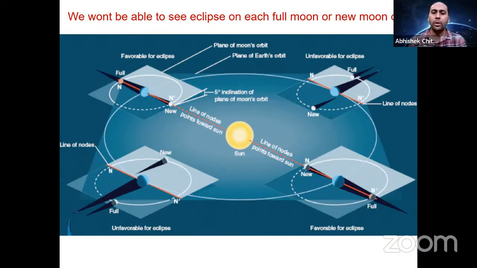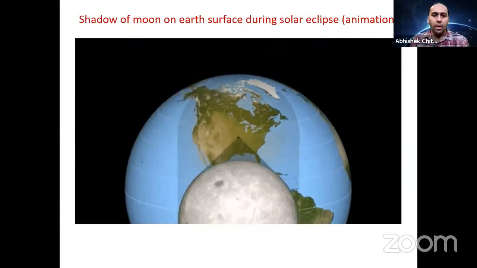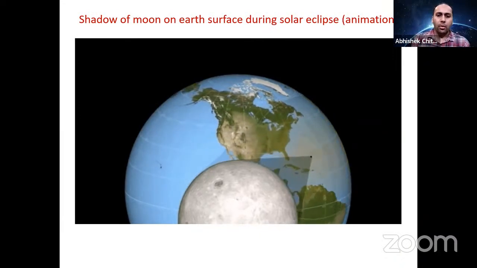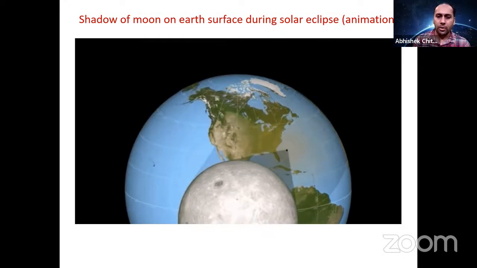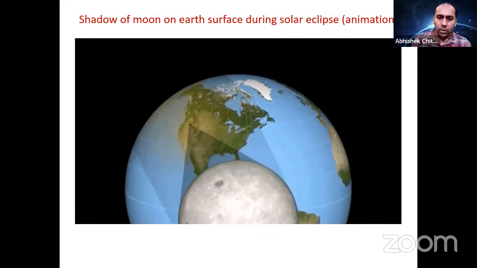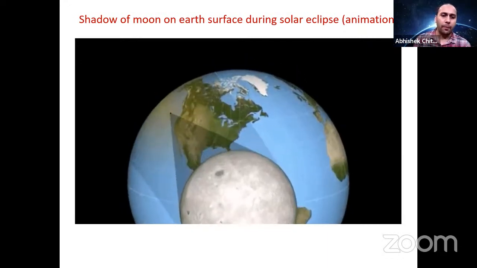So you need to visualize a little bit, otherwise this is easier. This is the animation of the shadow moving through the earth. So you can see the animation. I'm just playing it one more time. So this black dot moving is known as umbra, and the remaining region is penumbra.